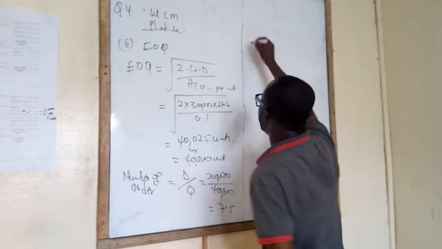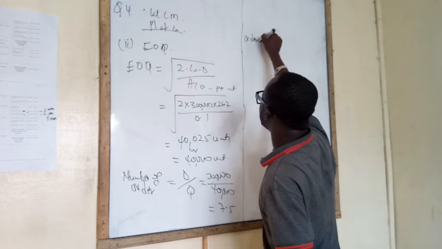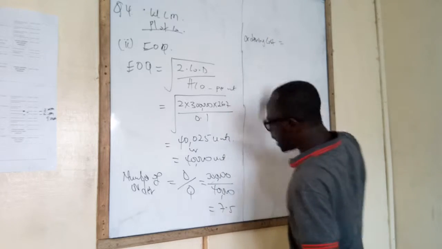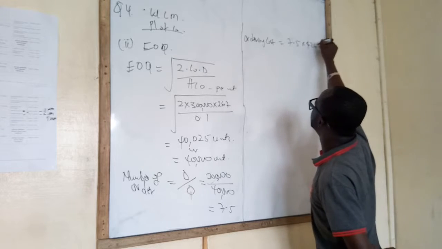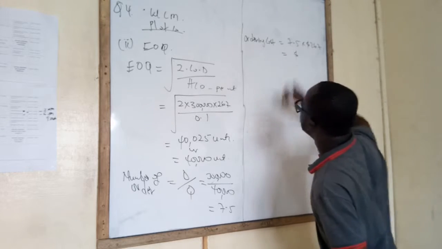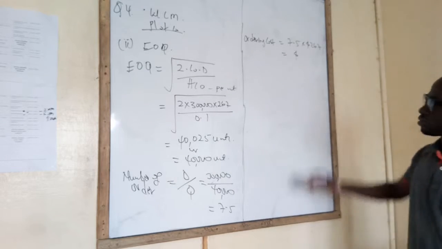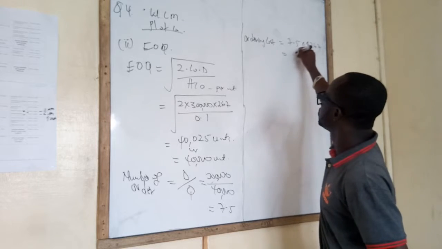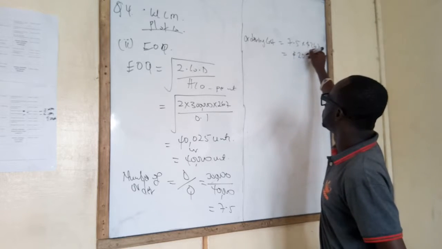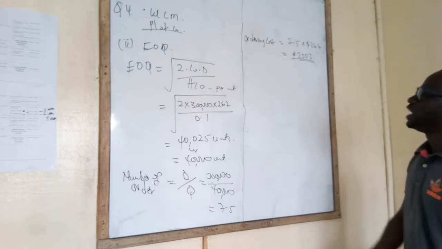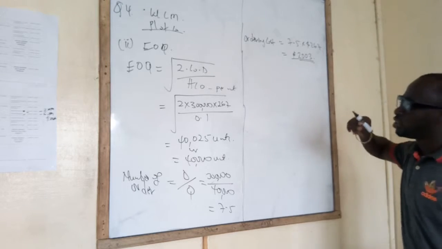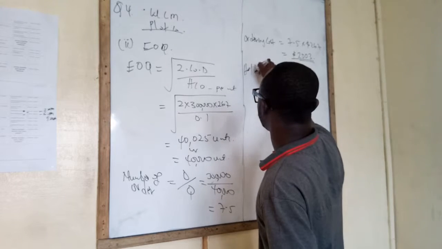Then based on that, the ordering cost will be the number of orders times the cost per order, 267. So what do we have? 2,003 dollars. So now that we have the ordering cost, we need the holding cost.